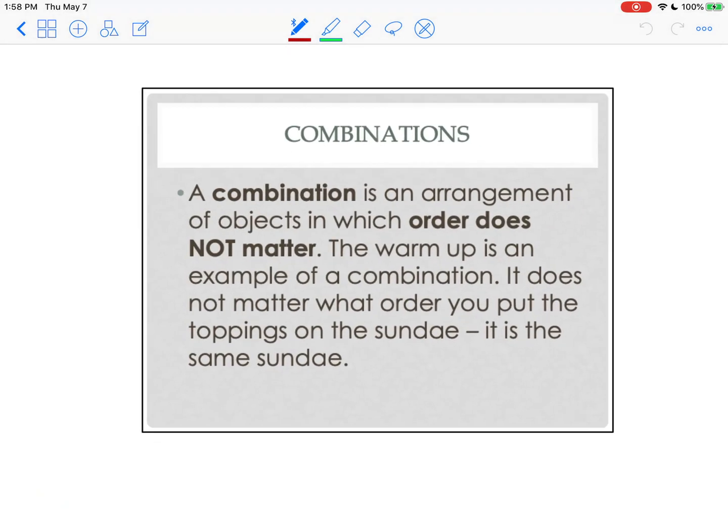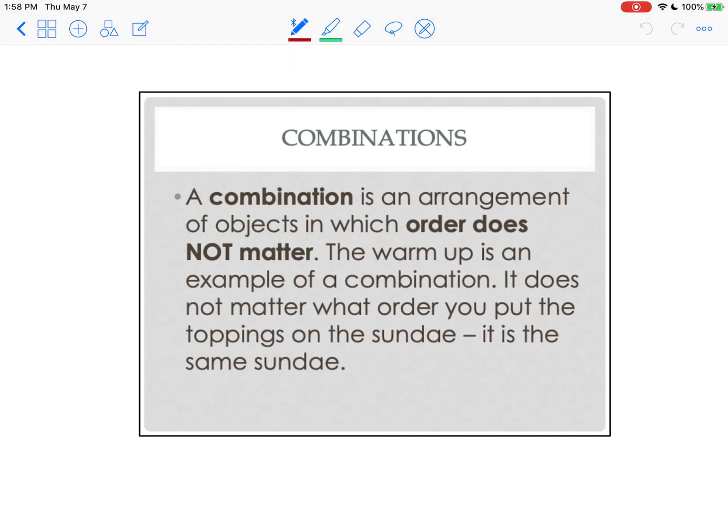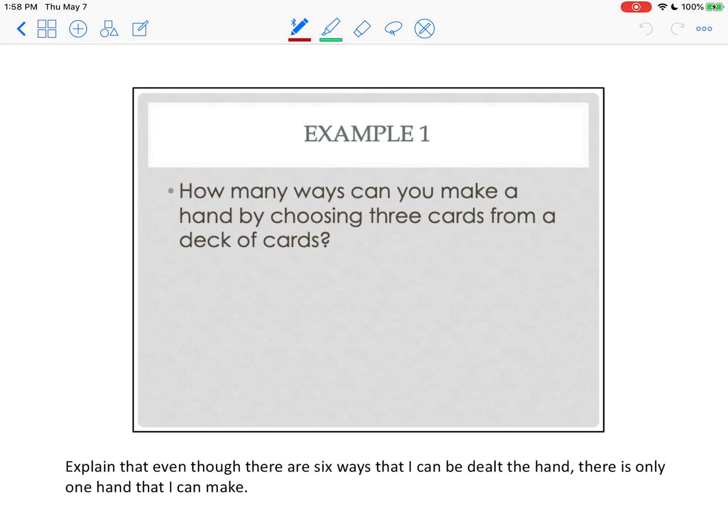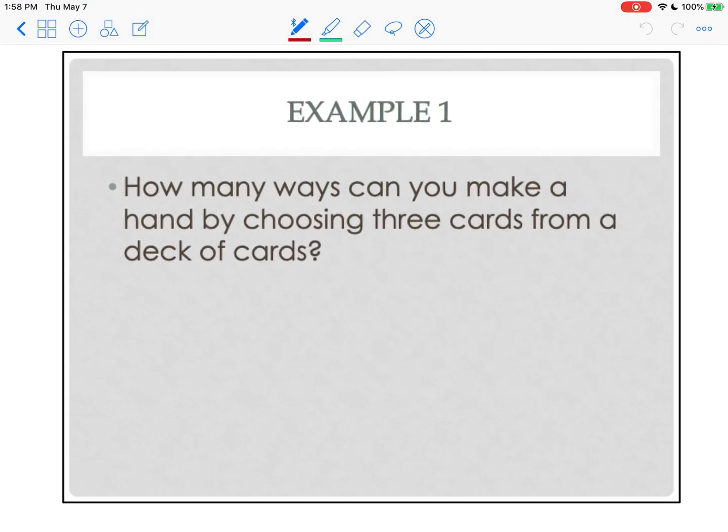So let's talk about combinations. A combination is an arrangement of objects in which the order does not matter. The warm-up's an example. It does not matter what order you put the toppings on the sundae. It's still the same sundae. So let's do an example. How many ways can you make a hand by choosing 3 cards from a deck of cards?